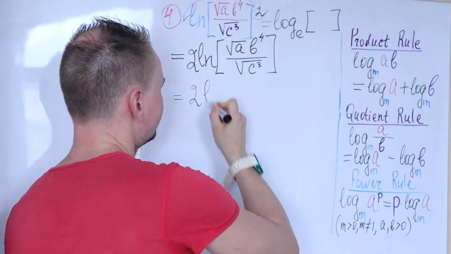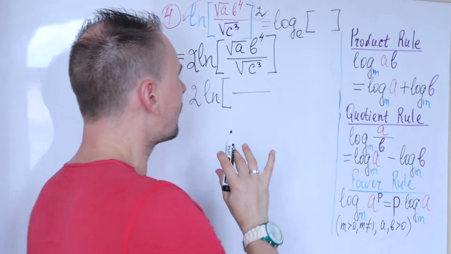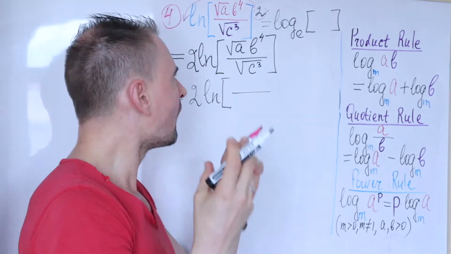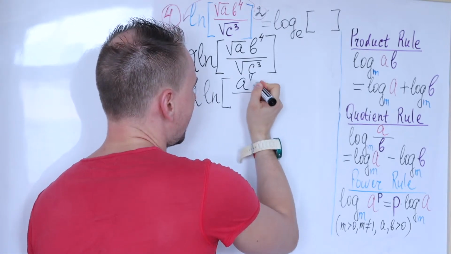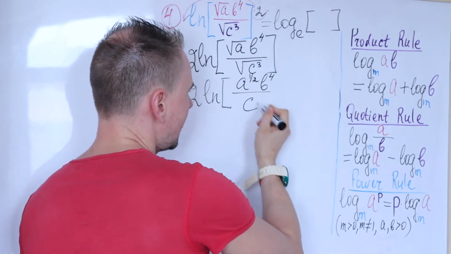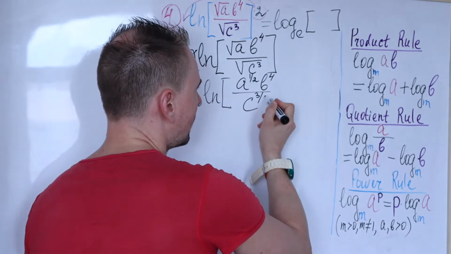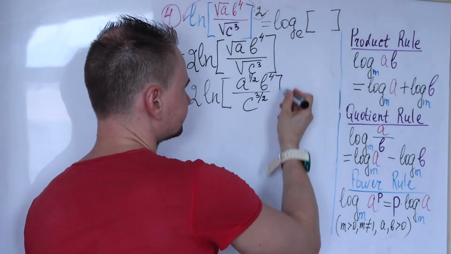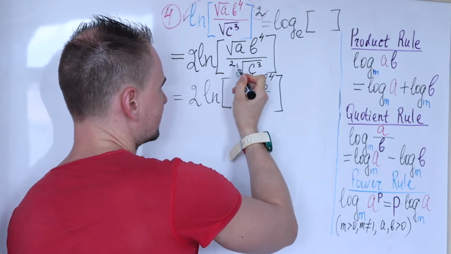So keep this 2 in front. And square root of a, square root of anything just becomes a half power of whatever you have inside. So it's a raised to a half power, in other words. And b to the 4th remains the same. And for the denominator, it becomes just c to the power of 3 over 2. Since the square root means, so it's implied to be 2 over there.